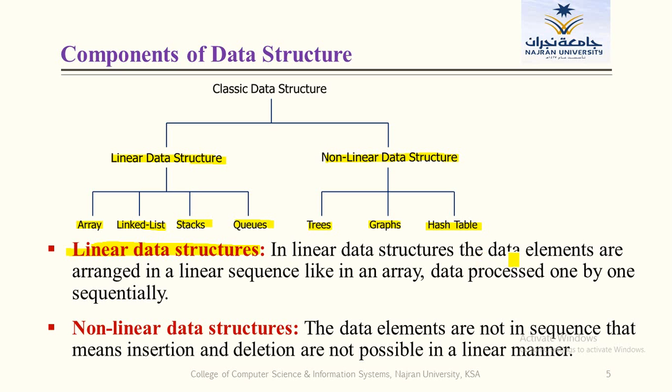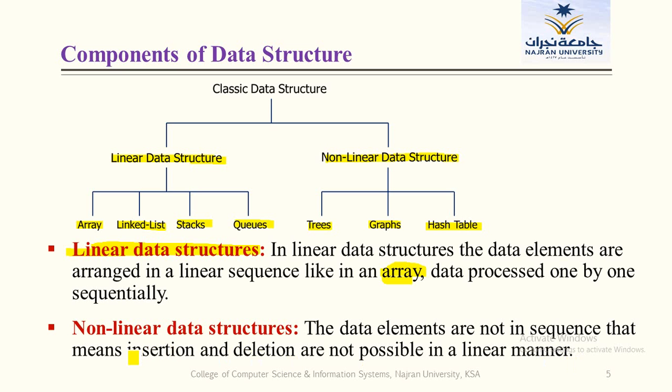In a linear data structure, the data elements are arranged in a linear sequence, like in an array. So an array is a linear data structure. We have a linear sequence. In this linear data structure, data is processed one by one. We are not able to process more data at the same time. So one by one we will process the first data element, then the second, then third, fourth, and so on. But non-linear is different. The data elements are not in sequence, that means insertion and deletion are not possible in a linear manner.